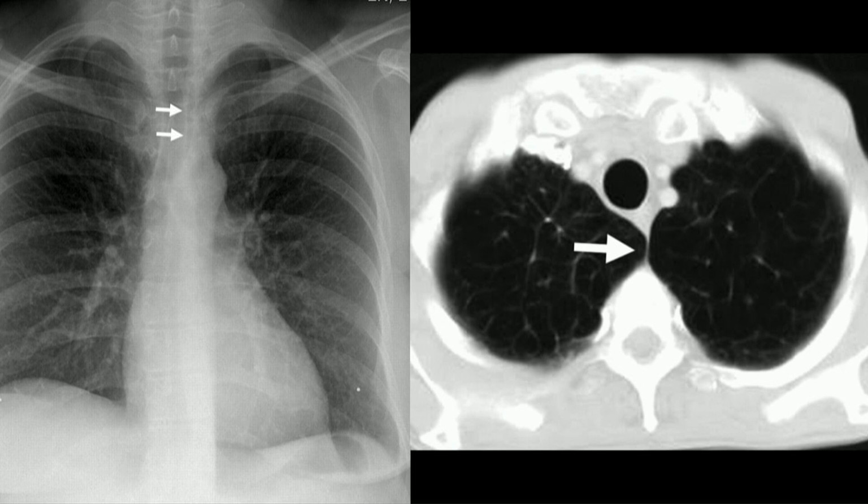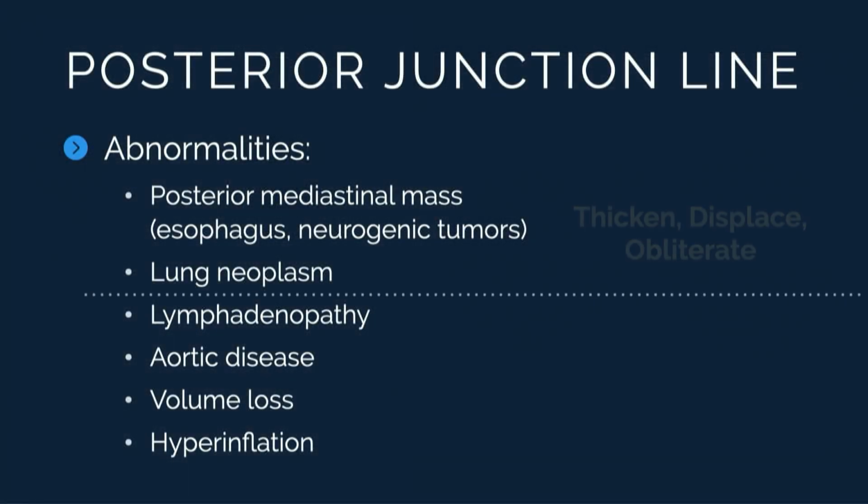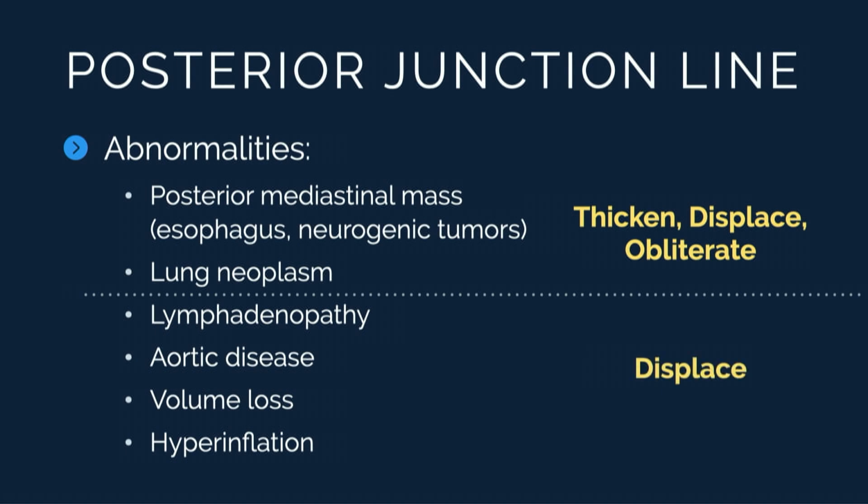Again, it's where the right and left lung just come in contact with each other posteriorly. So as I mentioned, these are some of the pathologies that will either thicken, displace, or obliterate. So you think of mediastinal masses, neoplasm is doing any of the above, but lymphadenopathy, aortic disease, volume loss, hyperinflation, they tend to just displace.